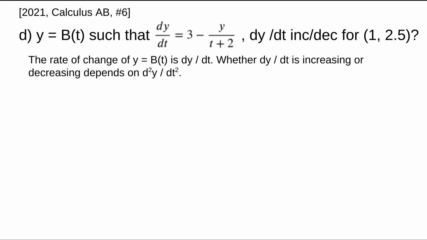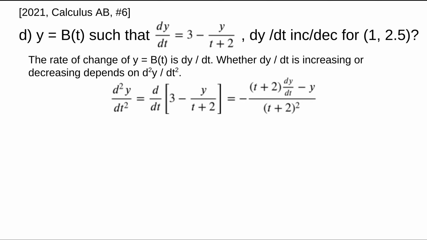In order to determine if dy/dt is increasing or decreasing, we have to know the derivative of dy/dt. So we have to find d squared y over dt squared. We're going to differentiate our dy/dt. This will require use of the quotient rule, or perhaps the chain rule. There are other ways to do this. Quotient rule, I think, is the easiest way to handle it. We get the opposite of (t plus 2) times dy/dt minus (3 minus y), all over (t plus 2) squared.